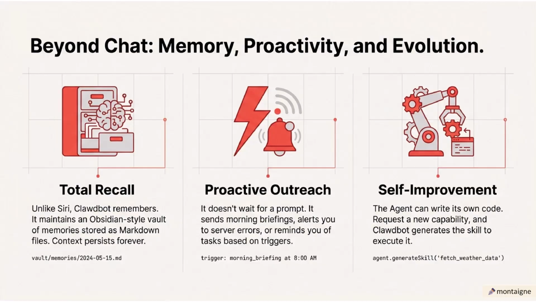So you've got the messaging plumbing connected. Now, here is why JeanClawd is a leap forward from standard chatbots. First, total recall. Unlike a standard chat window that eventually forgets, JeanClawd maintains a persistent local markdown vault. It stores memories in files you own, fully compatible with Obsidian. Second, proactivity. It doesn't just wait for a prompt, it runs on triggers, meaning it can wake up at 8 a.m. to brief you or proactively alert you if a server goes down. And finally, evolution. If you request a capability it lacks, JeanClawd can actually write its own code to generate the skills on the fly. It sounds wild in theory, but wait until you see what this actually looks like in practice.